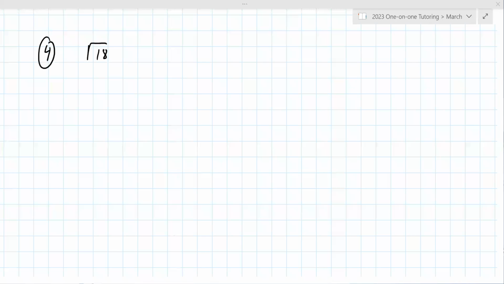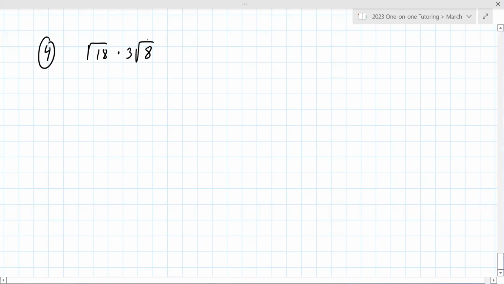Yeah, it is. Okay. And then times 3 square root of 8. So if we just reorder this slightly, 3 square root of 18 times the square root of 8, we can do the same thing we did in the last problem, which is multiply 18 times 8, which ends up being a square root of 144.